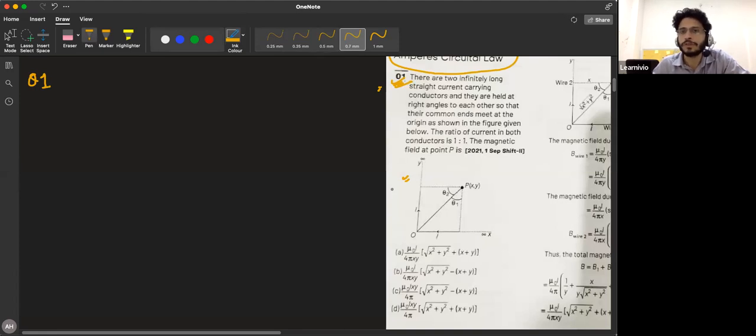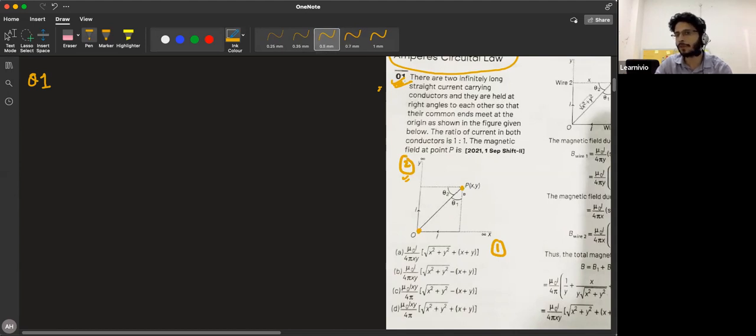Okay, let's start the calculation. You have two infinitely long straight current carrying conductors at right angles to each other. If they are connected, one end is finite and the other is infinite, so they are semi-infinite. You are supposed to calculate the magnetic field at this point P. So you have conductor number 1 and conductor number 2.